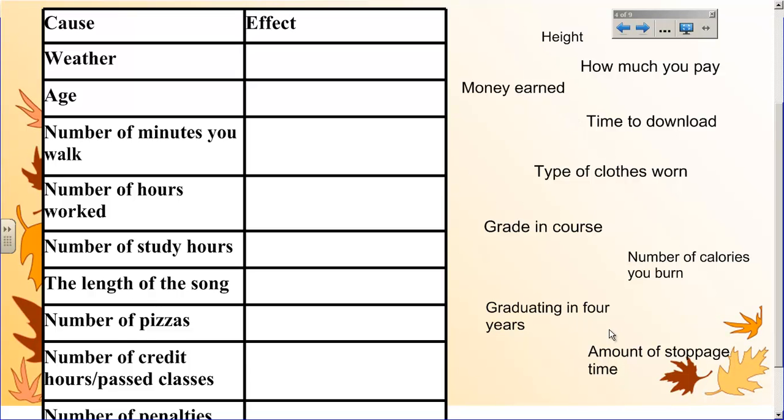Here are the effects. We're going to take these effects and fill them in, and we're going to do just a few of them, and then we'll move on. Okay, so the weather. The weather is the cause, so it is the independent variable. What depends on the weather? So let's look at what we have here. Your height does not depend on the weather, so it can't be that. The amount of money you earn does not depend on the weather because you don't work in a weather-related job. The grade in your class does not depend on weather, but the type of clothes you wear certainly depends on the weather.